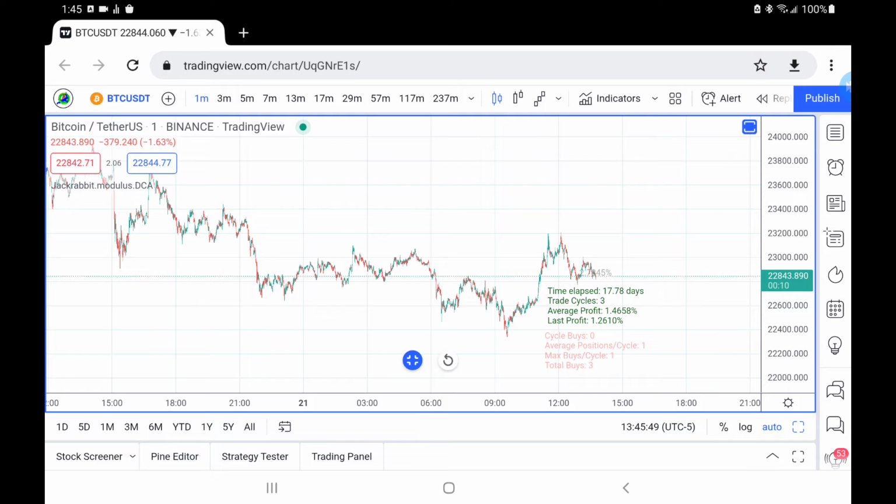So Cryptohopper, 3 commas, Jackrabbit Relay, Alertron, whatever you want to use to send your signal. You could easily set this up with 50 coins, only allowing the top 5 or the most volatile 5 to trade at one time and have a consistent amount of income on a daily basis. This could potentially be exactly what you want. The benefit of this is very simple.